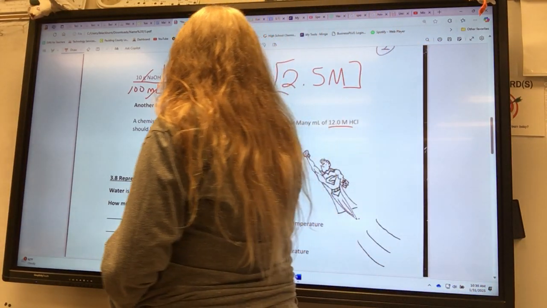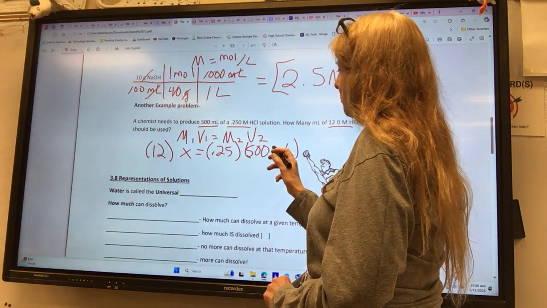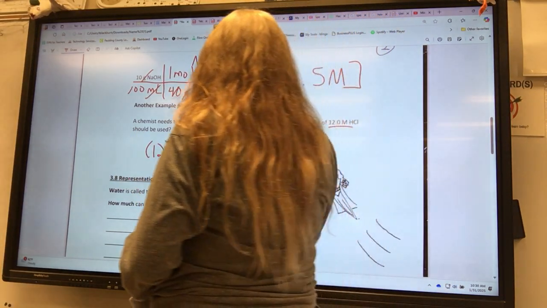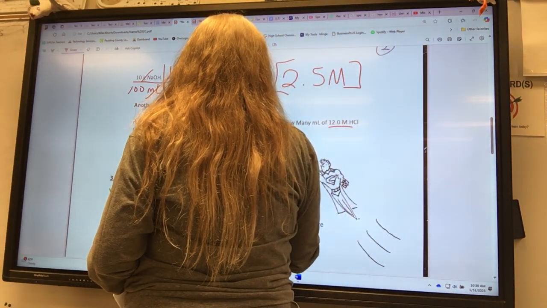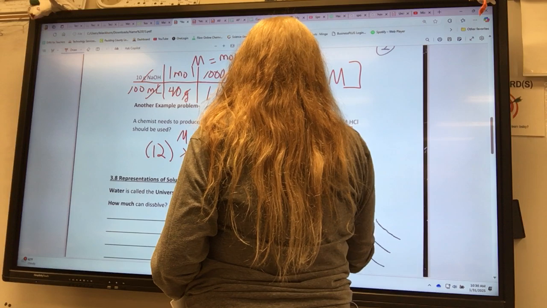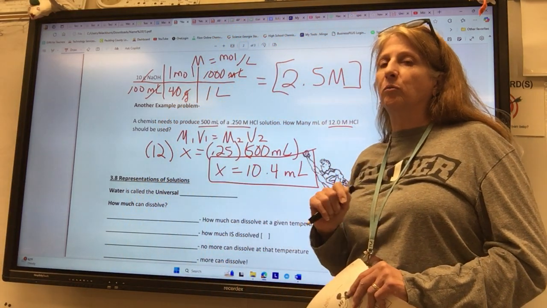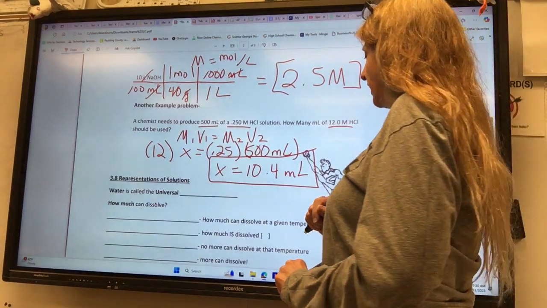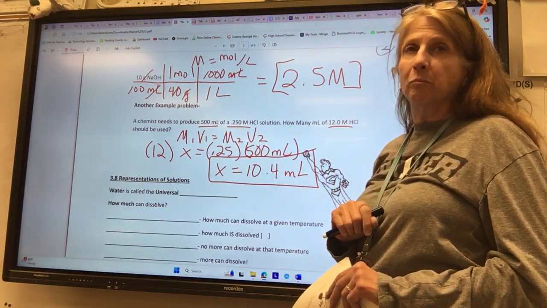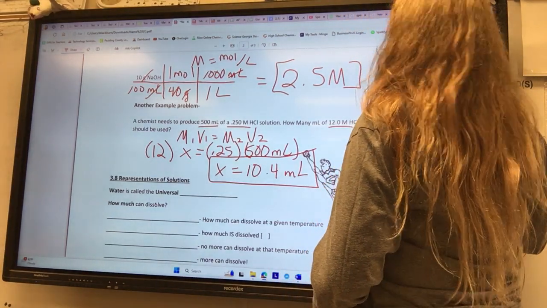So all I have to do is solve for x. I do 0.25 times 500 divided by 12. And the answer is I need 10.4 milliliters of that real strong 12 molar hydrochloric acid. Okay? We all followed good there? May I scroll up?